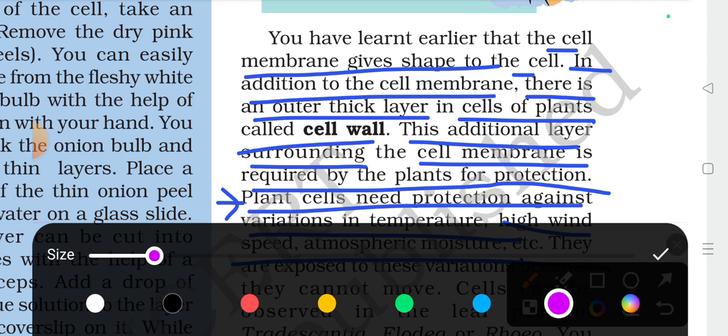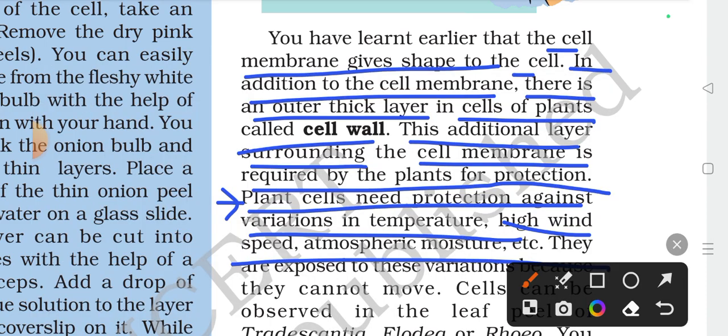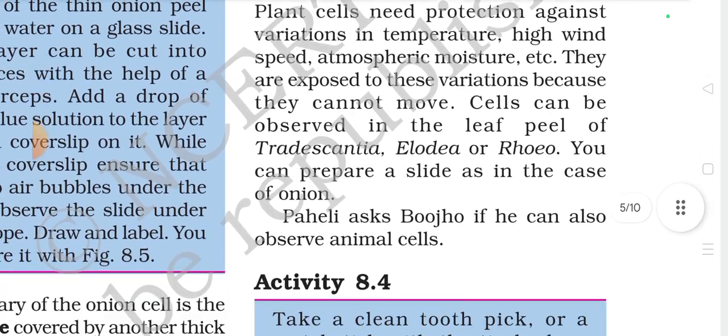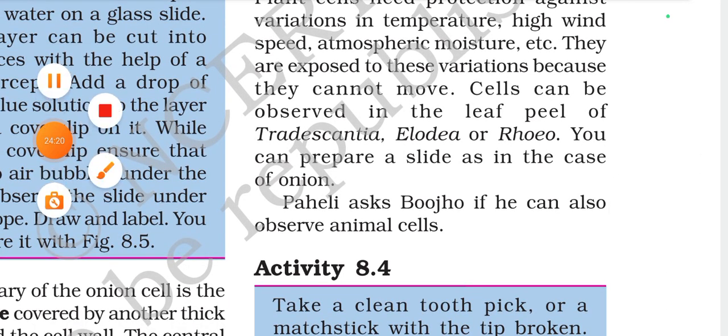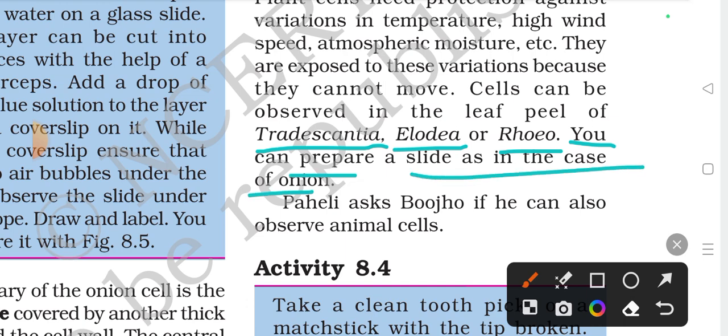So this is the crucial thing, guys. The question came: why does only the plant cell need a cell wall? The cell wall is needed for protection against variations in temperature, high wind speed, atmospheric moisture, and so on. They are exposed to these variations because they cannot move. Of course, cells can be observed in the leaf peel of Tradescantia, Elodea, and others. You can prepare a slide in the case of onion.